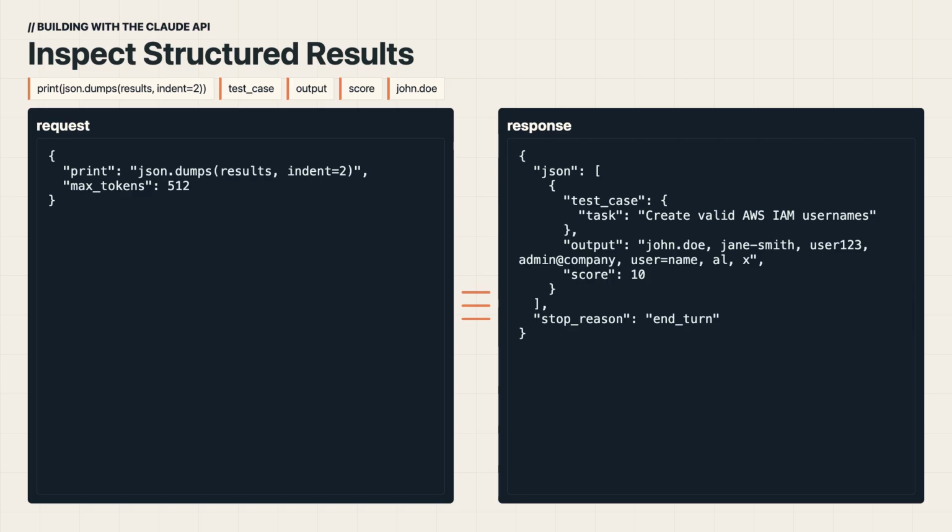Each object keeps the test case, the output, and the score together. For an IAM username task, the output might include values like john.doe, Jane-Smith, user123, admin at company, user equals name, al, and x. The exact answer matters less than the structure. Every row now has evidence you can grade. Structured results are the payoff of the runner. They give you something to sort, average, inspect, and eventually compare between prompt versions.